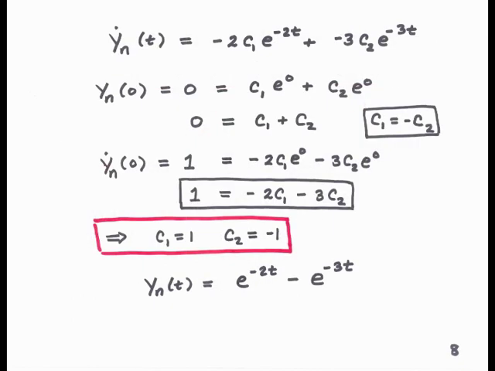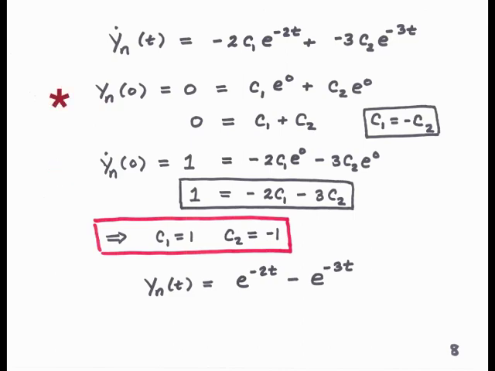We find these values by using the initial conditions given in the procedure. Specifically, yn at time 0 must be equal to 0, and yn dot at time 0 must be equal to 1. We now simply take the derivative of yn, and we find it to be minus 2c1 e to the minus 2t plus minus 3c2 e to the minus 3t. We set the time equal to 0, and we have yn dot at time 0, which must be equal to 1. So 1 must be equal to minus 2c1 minus 3c2.